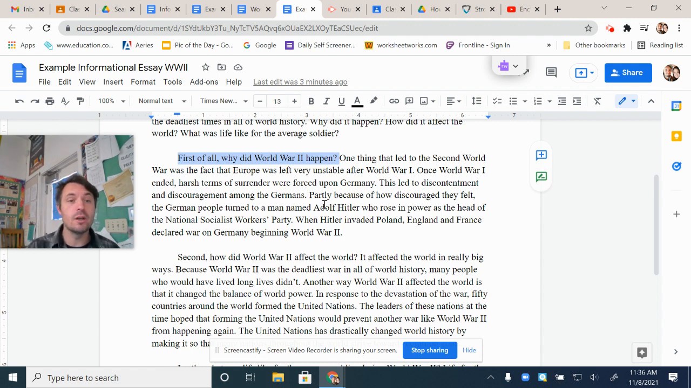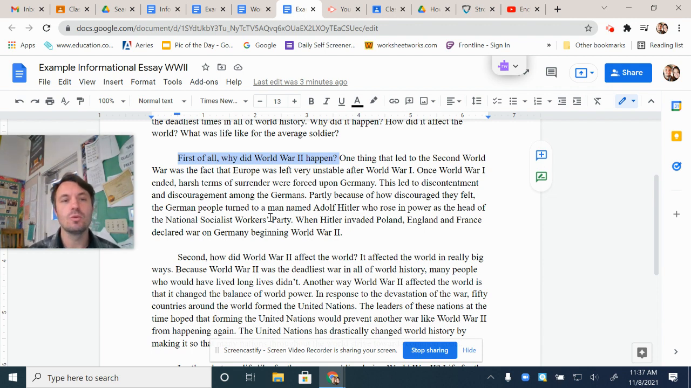This paragraph will all be about giving details and information, and its only job is to answer this question: why did World War II happen? I won't talk about anything else in this paragraph except for why did World War II happen. So first of all, why did World War II happen?